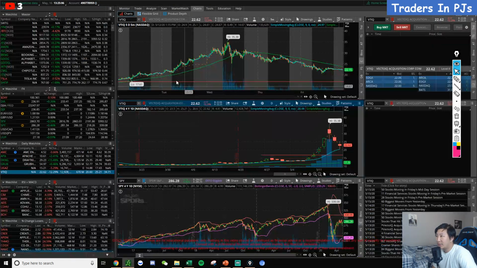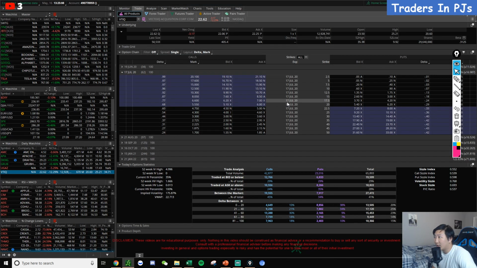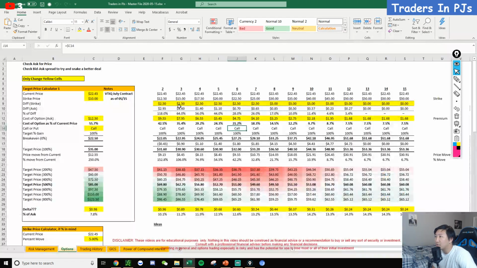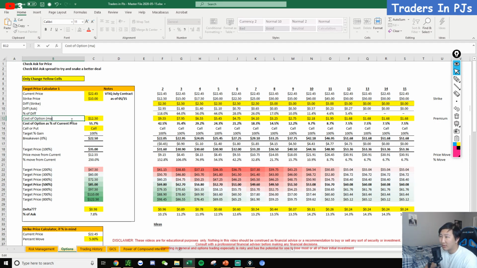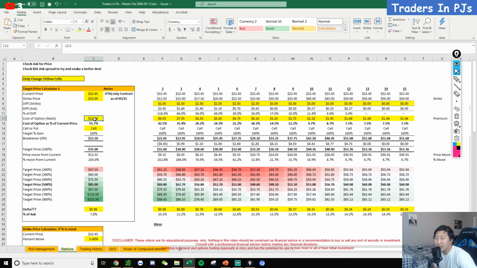But let's see, VTIQ, trade, and July contracts, and I'm buying a call. This is kind of weird because it goes from lowest to highest, so just keep that in mind. 2.5, these are the strike prices, and these are the mark prices, right? And these are the prices I use. So $10, 12.5 mark. And so you'll see $10, 12.5 cost of option, which I'll just put as mark here because I'm using mark for this example. Sometimes I use ask, depends on whatever you want to do. Ask is easier because you can get filled easier when you're buying at the ask price, just so you know.